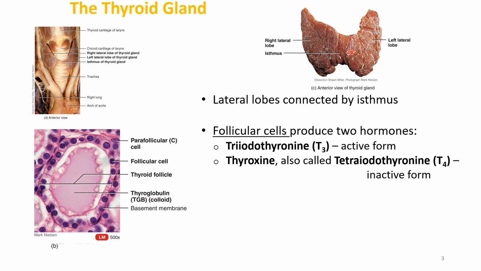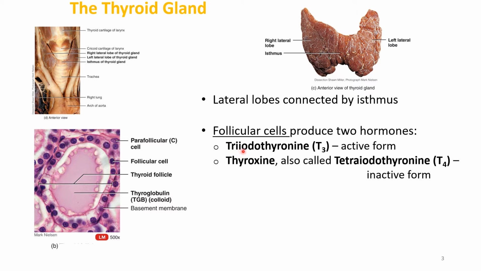This thyroid gland is made up of a lot of little follicular cells. Those follicular cells are over here. You can see them making a little circle here. That circle is going to be surrounding what's called the thyroid follicle, and it's in this follicle that its two major hormones are going to be produced.